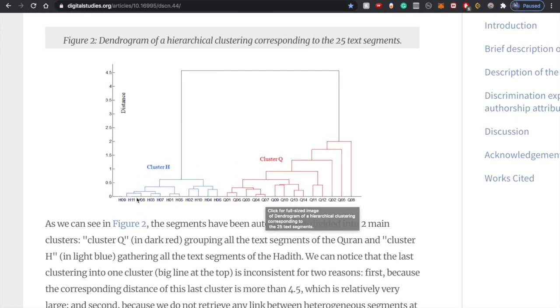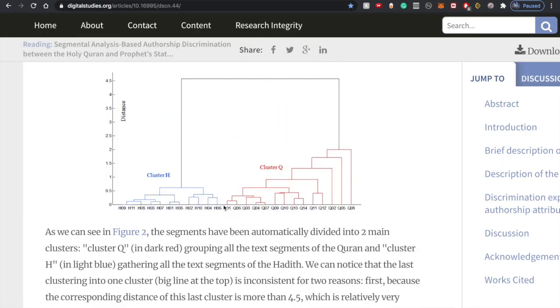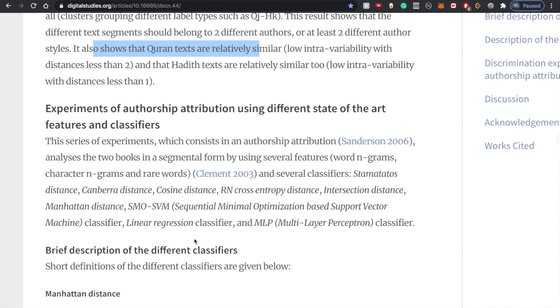We found that the Hadith segments clustered together, right? All 11 segments, they group together. The Quran ones naturally group together as well, which shows you what? Different authors, right? And you can see there's no connection between these two as well. That's pretty interesting.